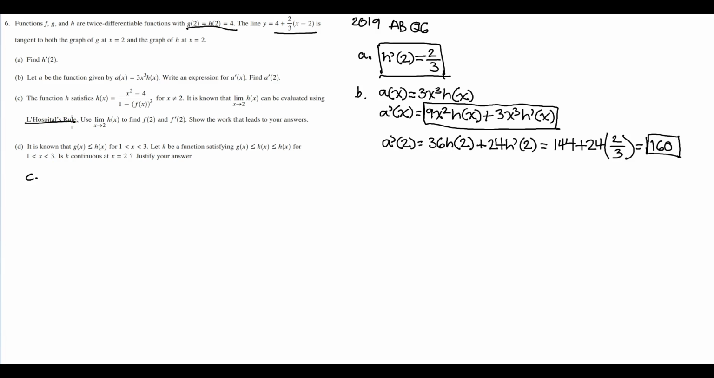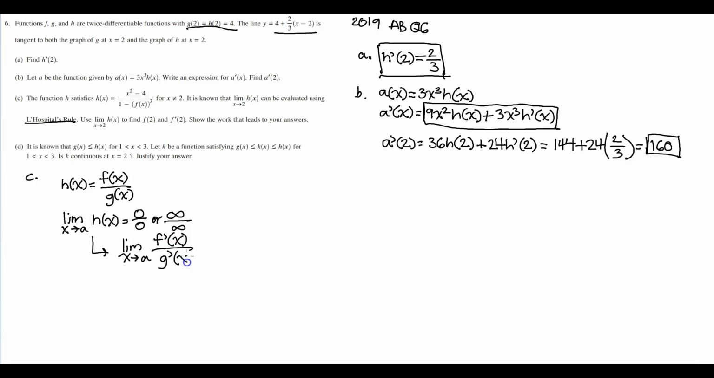So what does L'Hopital's rule say? If h of x equals f of x over g of x, and if the limit as x approaches something of h of x is equal to 0 over 0 or infinity over infinity, it is also equal to the limit as x approaches that same value a of f prime of x over g prime of x. And now it makes it a lot easier.